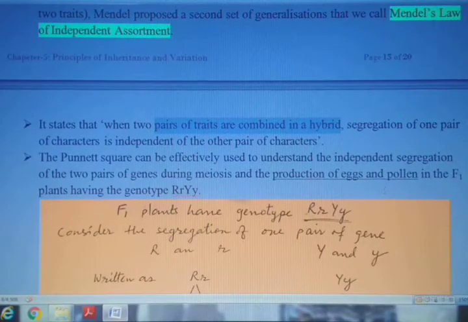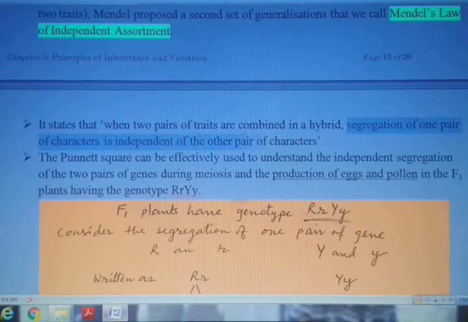That is why here, when two pairs of traits are combined in a hybrid, segregation of one pair of characters is independent of the other pair of characters. What is that? Segregation of one pair of characters is independent of the other pair of characters, means it is not getting affected by the second pair of characters, neither it is affecting the second pair of characters.